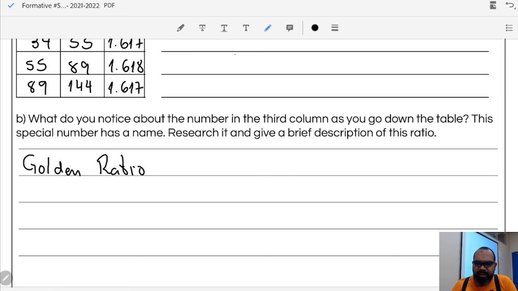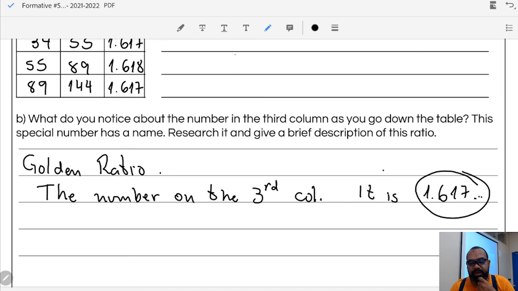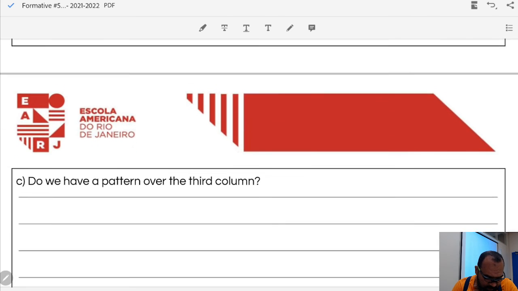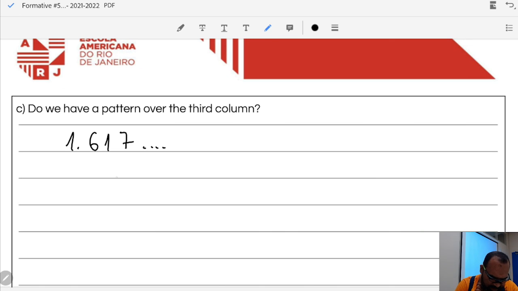What about the number in the third column? What's going on with the number? It is 1.617 something. The pattern. And here, guys, we are adding. How is the pattern here? The number is 1.617 something.